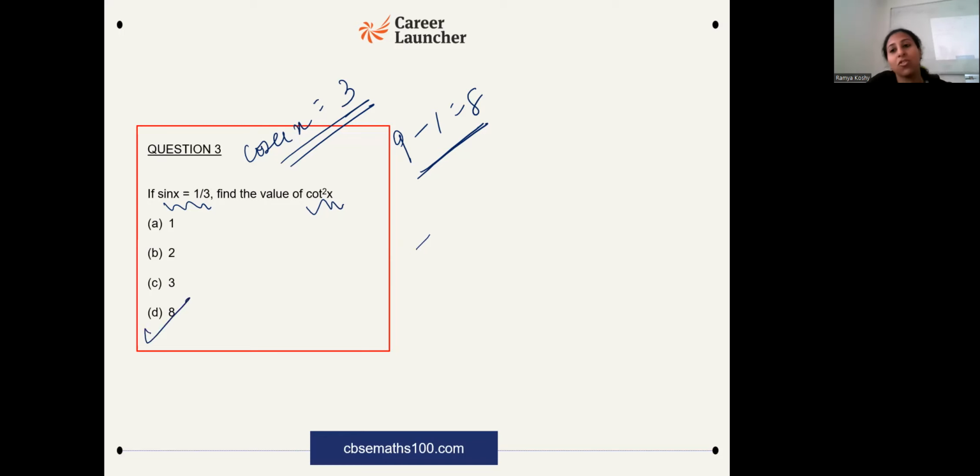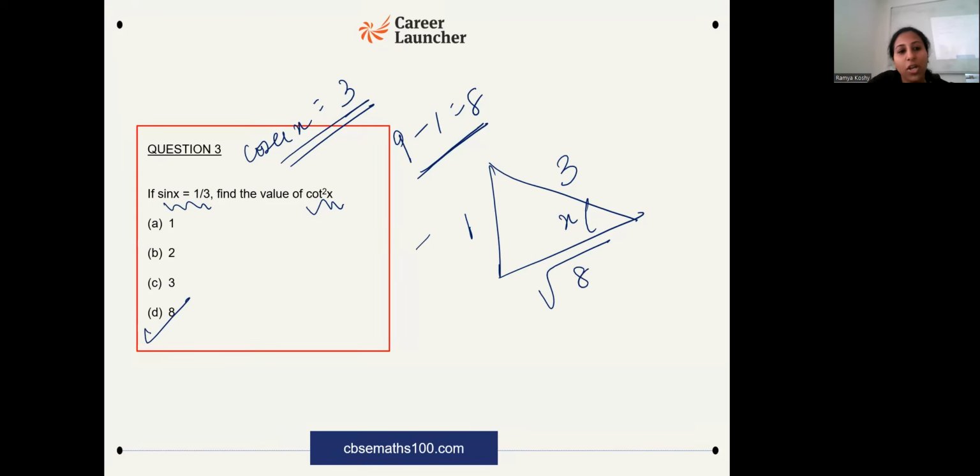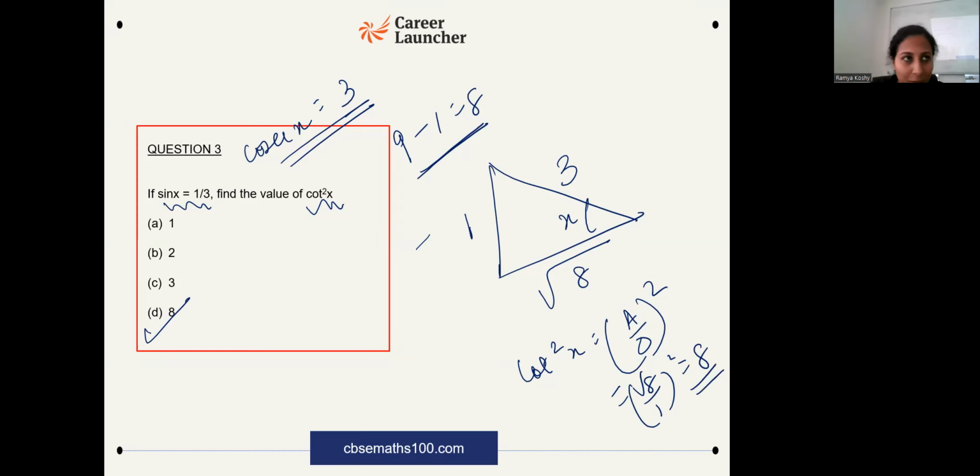But if you are not very strong with the identity, then as most of you have done, you can draw the figure. If this is x, opposite is 1, hypotenuse is 3. Cot means you need adjacent. So adjacent will be root of 9 minus 1, which is root of 8. Cot square x will be adjacent by opposite square, that means root 8 by 1 square, which will be 8. So both methods are okay.